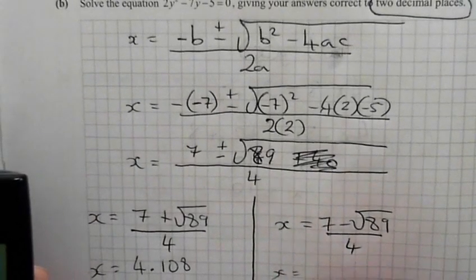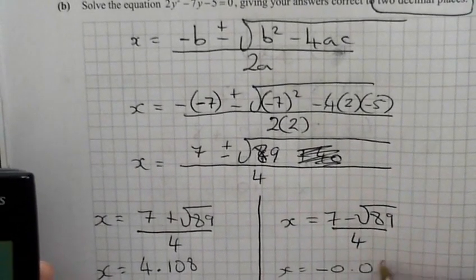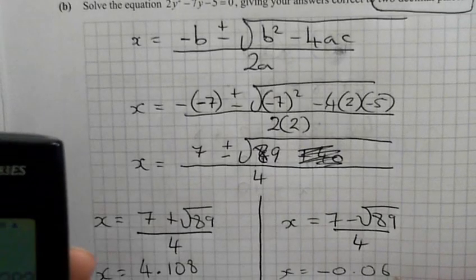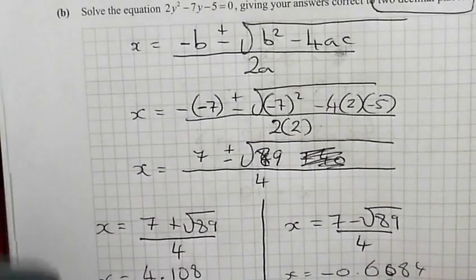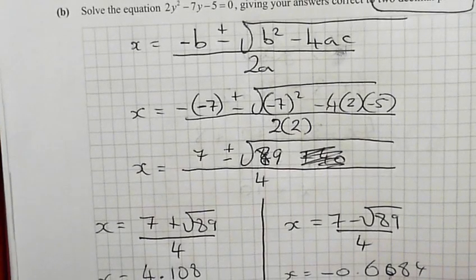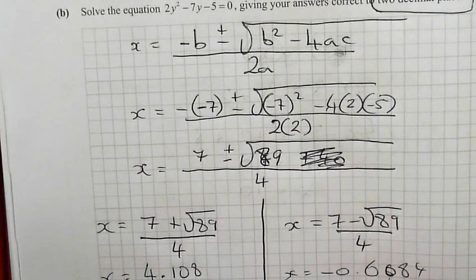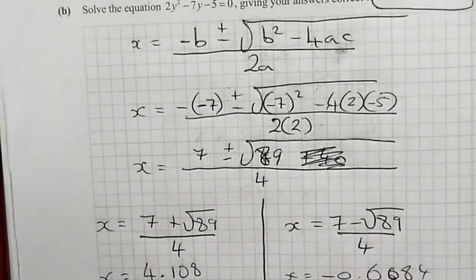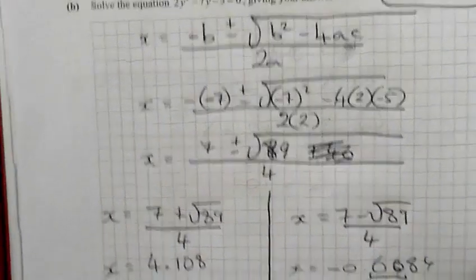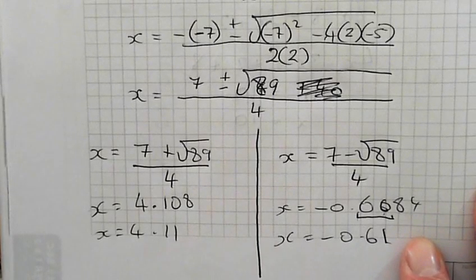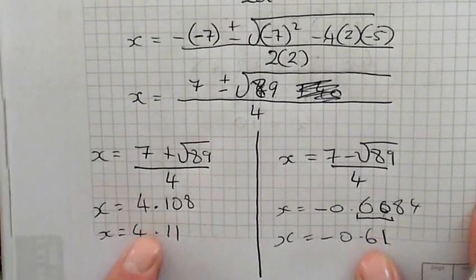Alright, so x is equal to minus 0.06. No, sorry, I've got it the wrong way. 0.6084. The 8 will change the 0 to a 1. So it is 0.6084, yeah. Sorry, there it is. So 2 values of x.